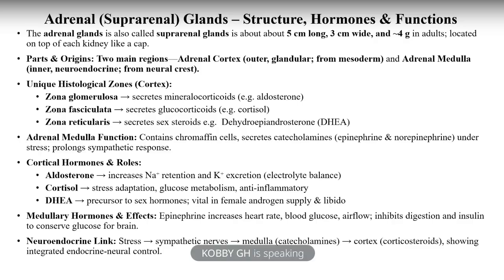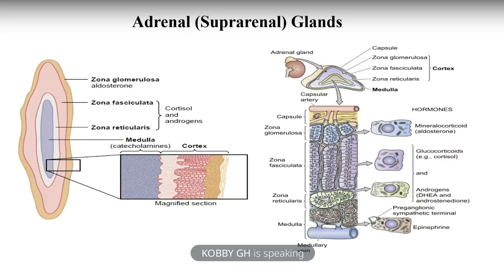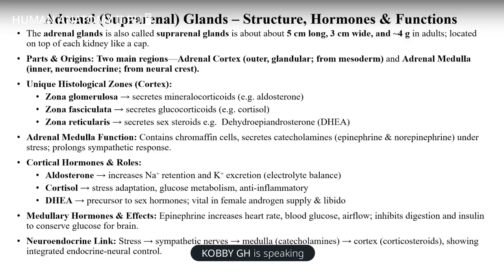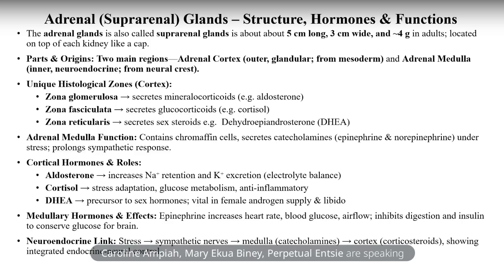So, what are the two main divisions of the adrenal gland? The adrenal cortex and the adrenal medulla. Excellent. Okay, what are the divisions of the adrenal cortex? The zona glomerulosa, the zona fasciculata and zona reticularis.